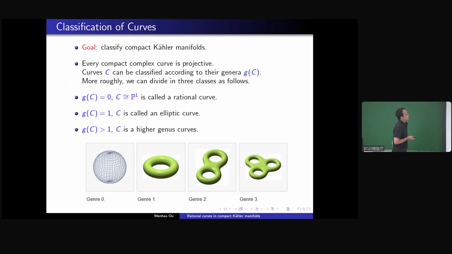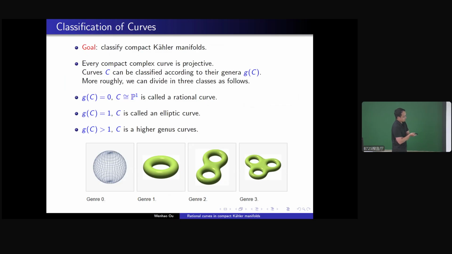And we have other pictures. So these pictures correspond to curves with higher genus, at least 2. The number of holes is just the genus of the curve. So this is a very rough classification, but still, we have plenty of reasons to make such a classification.